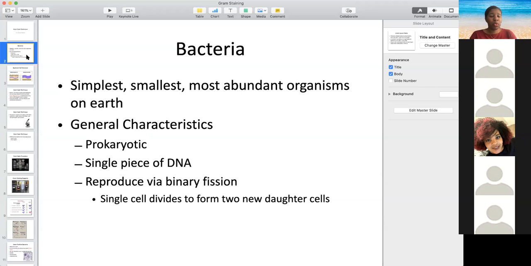Binary fission is a form of asexual reproduction, so it only requires one parent. You should definitely take notes of this information. I do expect you to know these basic general characteristics of bacteria. What is binary fission? Binary fission is basically when a parent cell goes through sort of mitotic division processes to duplicate its DNA and divide to form two new daughter cells. This is a form of asexual reproduction, not to be confused with sexual reproduction.